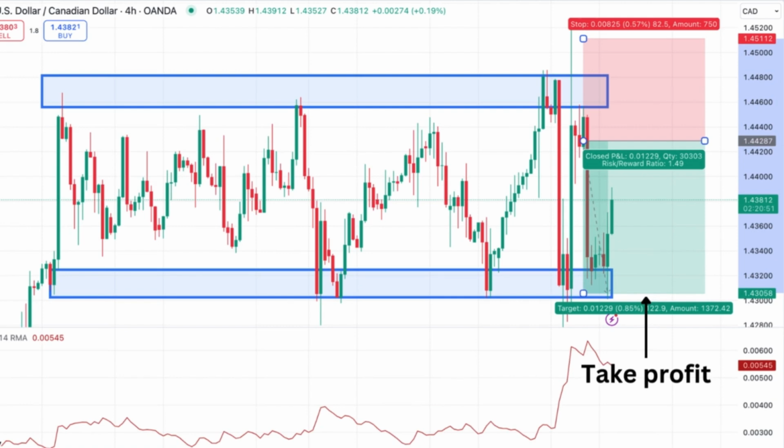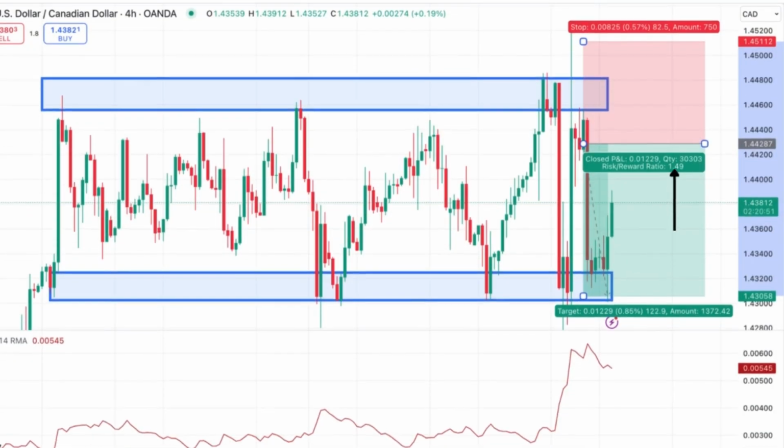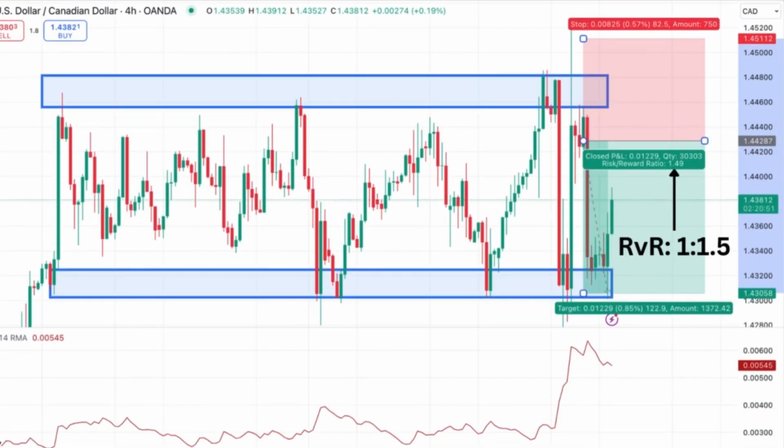And the reason I set the take profit level at the level of the support is that it's unlikely to go beyond the level of the support. Because this is a well-tested area, you don't want to set it at a place that it's unlikely to get to. And this produces a very good risk-reward ratio of 1 to 1.5.